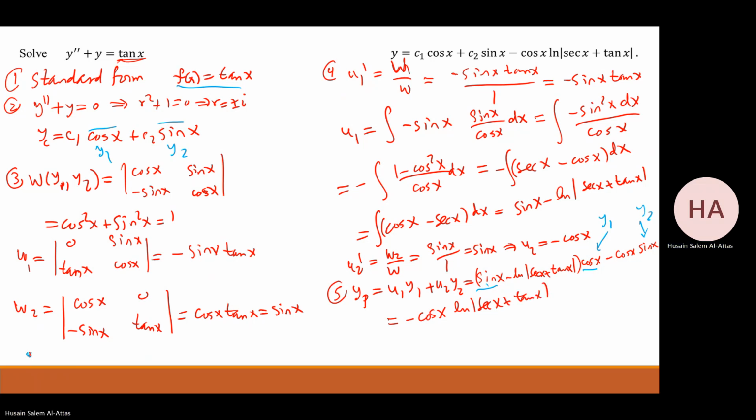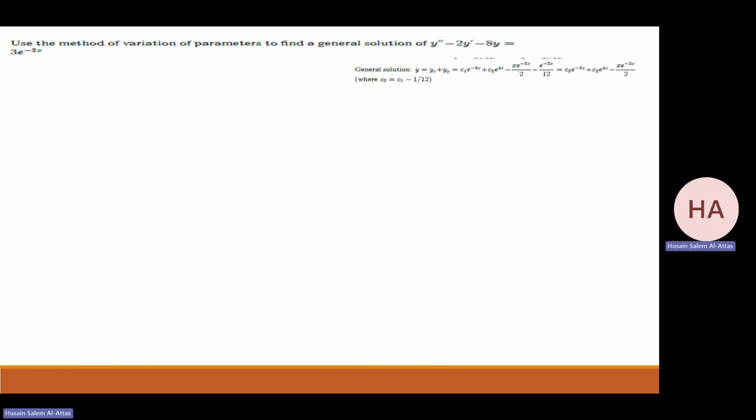That's it. So what is my general solution? Y equals YC plus YP. What is YC? C1 cosine x plus C2 sine x, plus YP, which is minus cosine x, ln secant x plus tan x. And that is my answer. Find the particular solution. As I said, the method is not difficult, but it's a little bit lengthy.